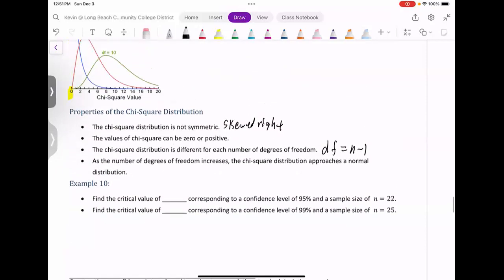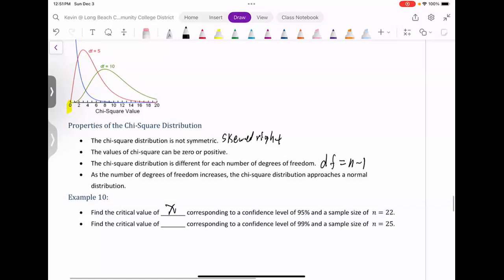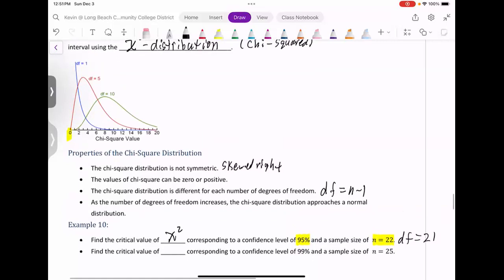All right, let us practice a little. So we're going to figure out how to find the critical values of chi-squared. And we're going to start with a confidence level of 95% and n is 22. What that means for us is that our degrees of freedom is 21, or it's n-1. And I'm going to draw a little picture here. Start at 0. This is my chi-squared.